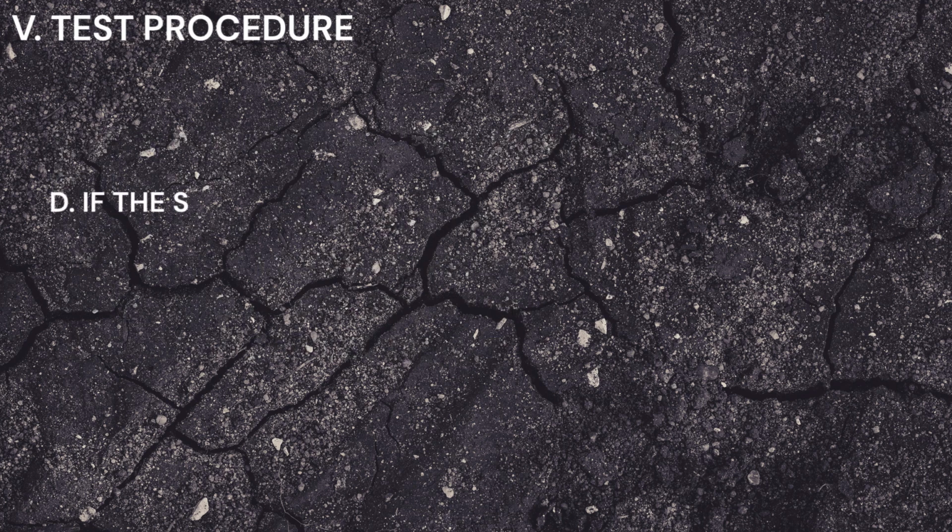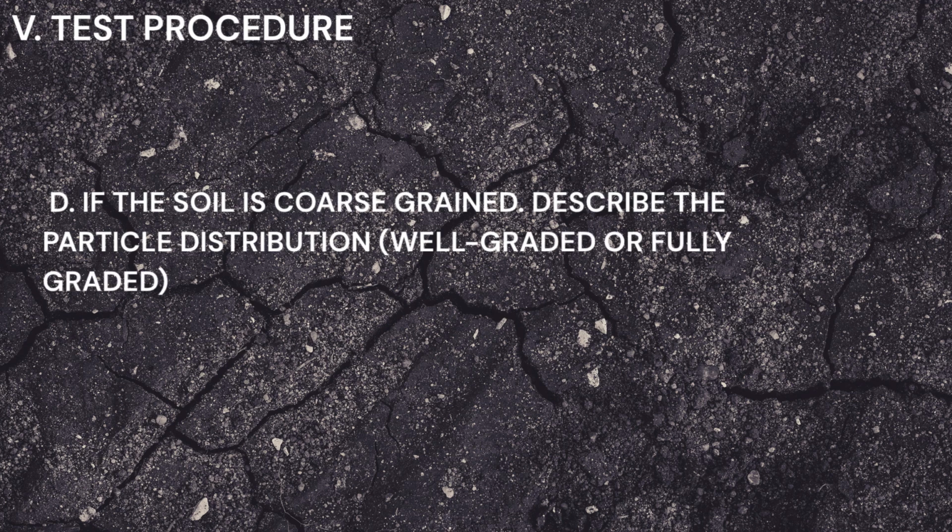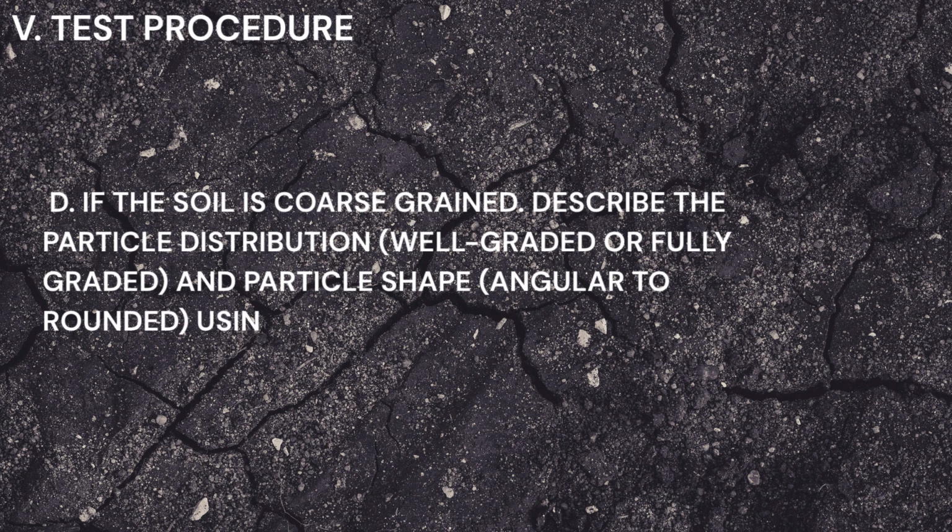If the soil is coarse-grained, describe the particle distribution, well-graded or poorly graded, and particle shape, angular to rounded, using Tables 1 and 2.